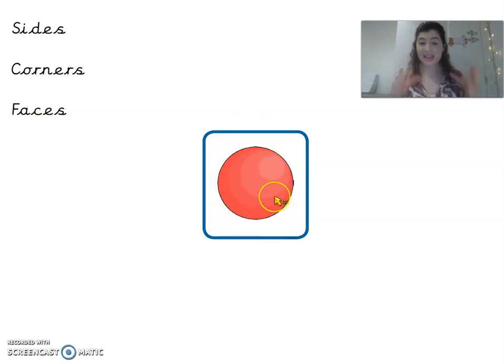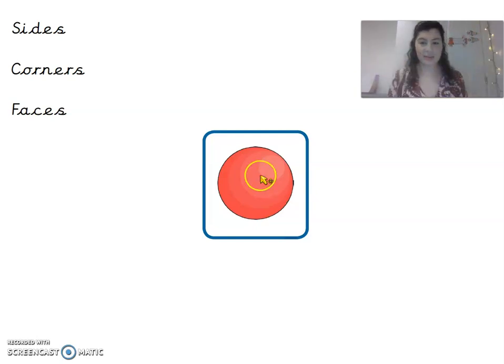And a sphere is like a ball. It's shaped like a ball. A bit like my pom-pom. Can you see? Look. It's round and I can hold it, which means it's a 3D shape. And it is called a sphere.